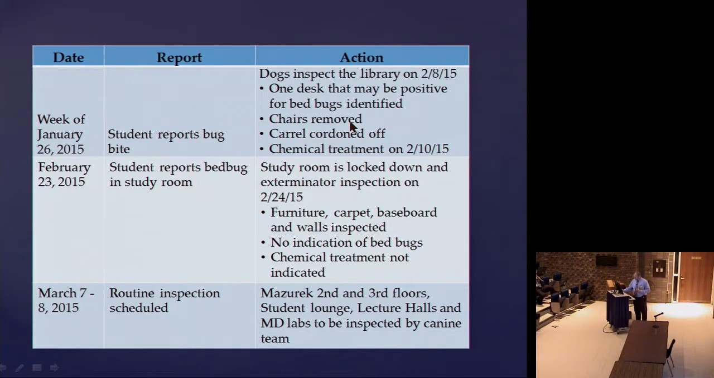Our routine inspection is scheduled, so this weekend we're going to be having the dogs come in again, and we will be doing the second and third floor of Missouri, the student lounge, these lecture halls, the MD labs, all to be inspected by the K-9 team. And that really is what I have.